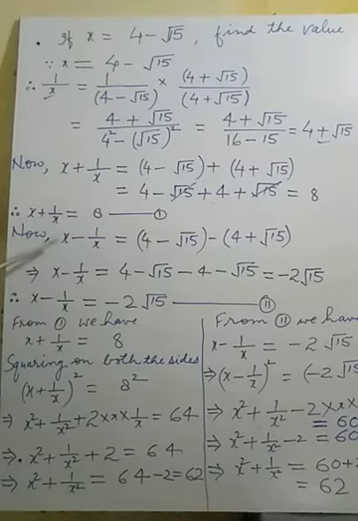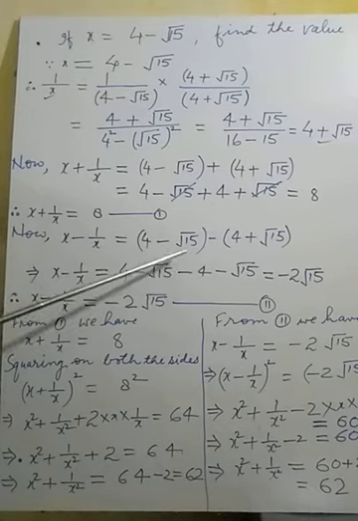Now we have to find the value of x minus 1 upon x. So firstly we have to put in first bracket, we have to put the value of x, that is 4 minus under root 15.